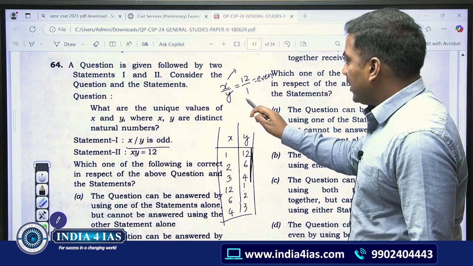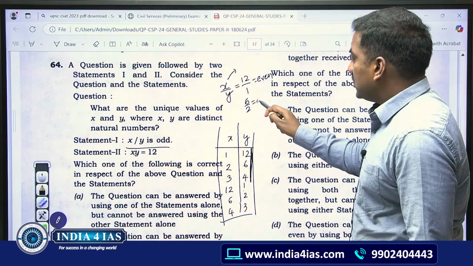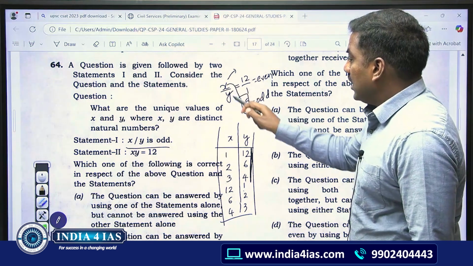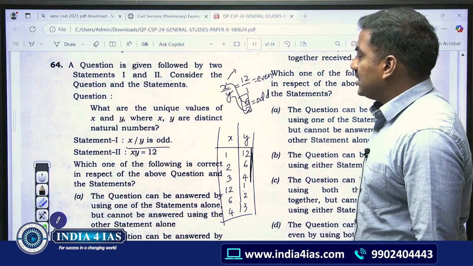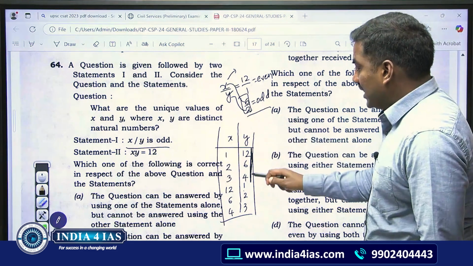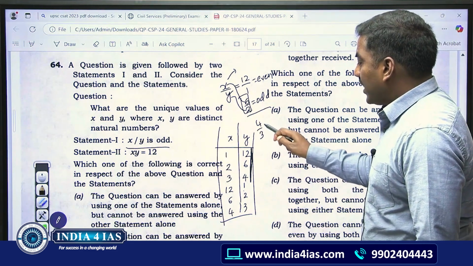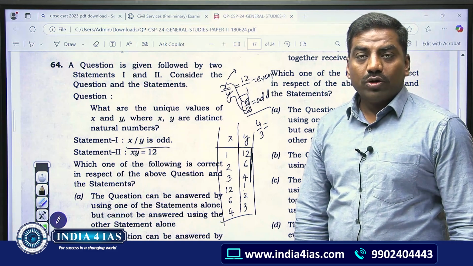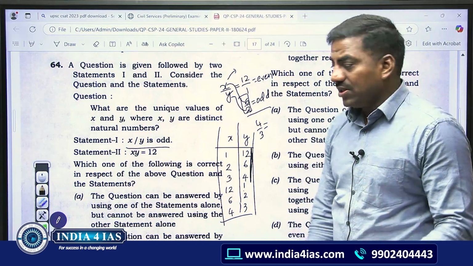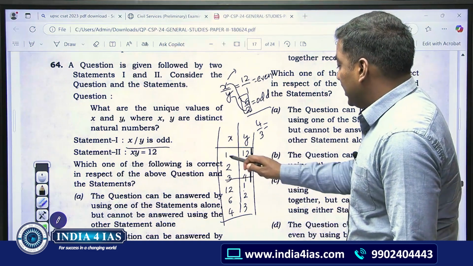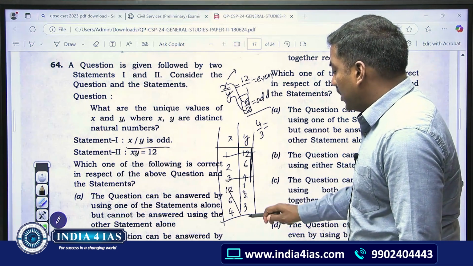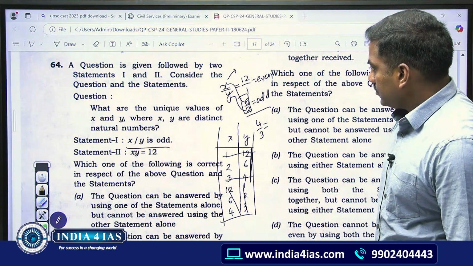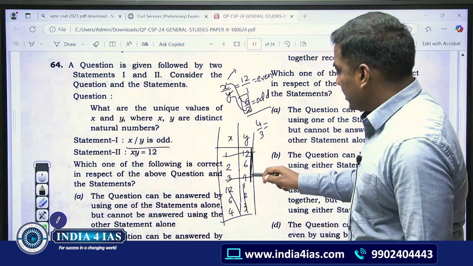But 6 by 2 is odd. So I can take the values of x as 6 and y as 2. So this is possible. Next is 4 by 3. I'll not get a perfect natural number here. I mean, we don't get an integer here. We'll get a fraction. So we cannot consider this also. Anyways, these are bad because we want x as the bigger number.